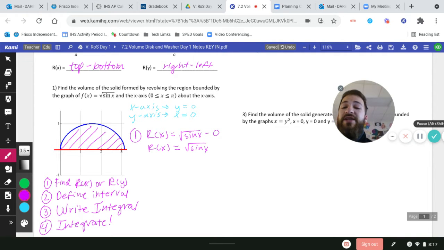Okay, second thing we want to find is our interval. That's our step 2. Our interval, they tell us, is 0 to pi. So 0 to pi.